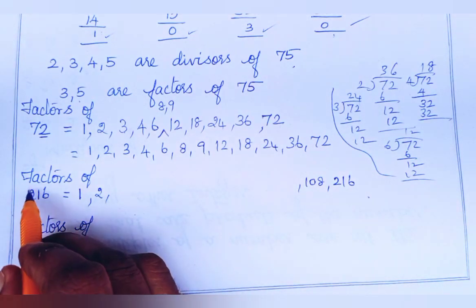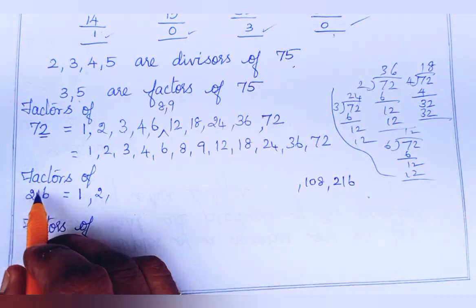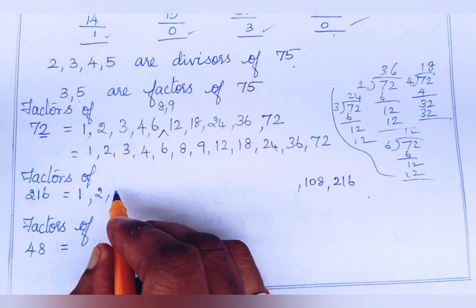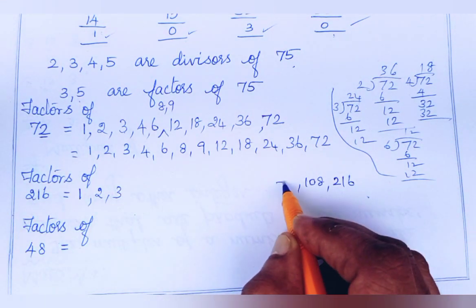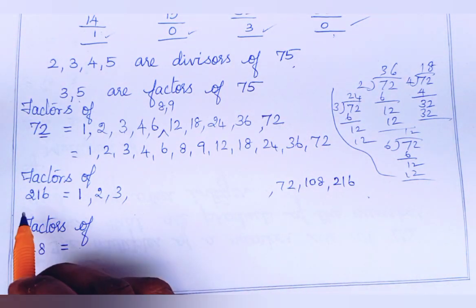Then checking for 3: 2 plus 1 is 3, 3 plus 6 is 9. So definitely it will be divisible by 3. So 3 7s are 21, 3 times 72 is 216.